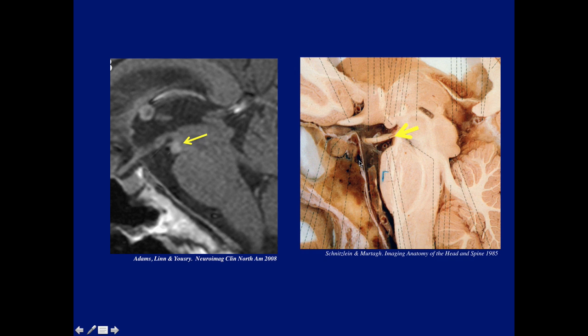And here it is on the sagittal image. Remember that we can identify the third nerve in the sagittal plane. Here, interpeduncular fossa, here's a nerve coursing anteriorly towards the cavernous sinus, and this lesion sits right in this region here within the interpeduncular fossa.